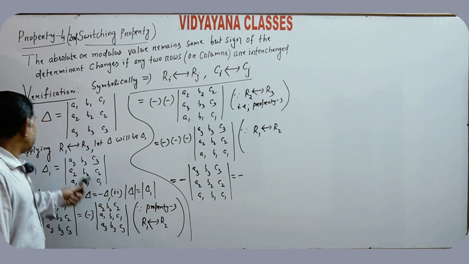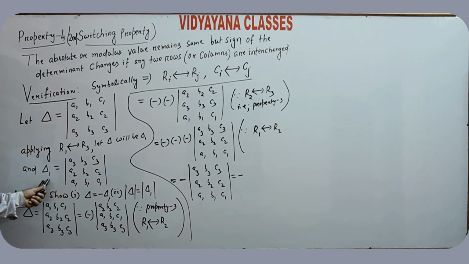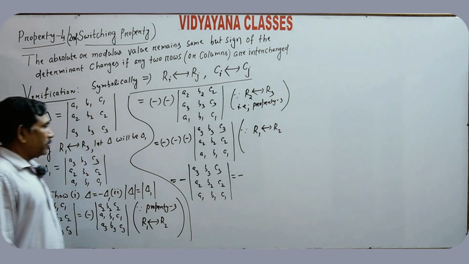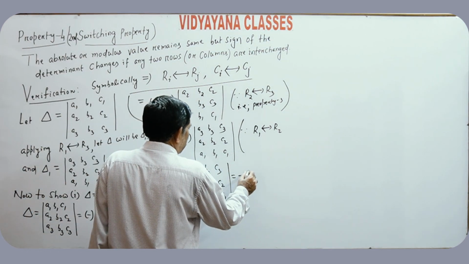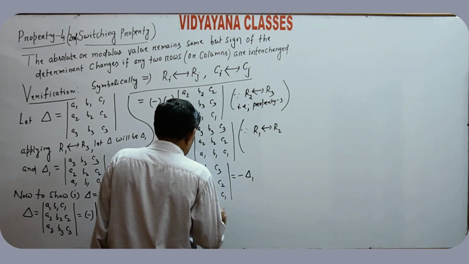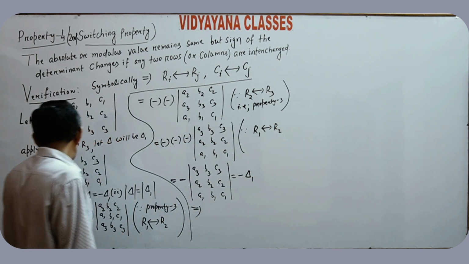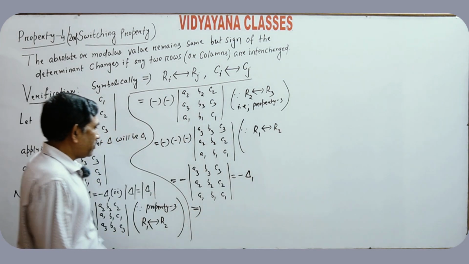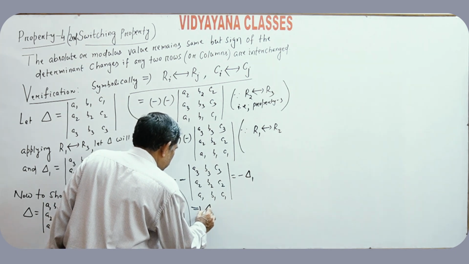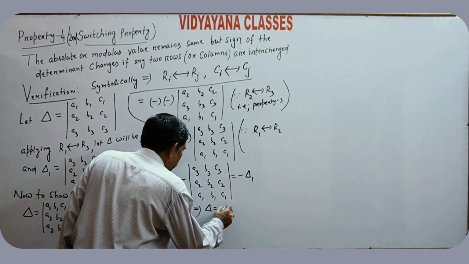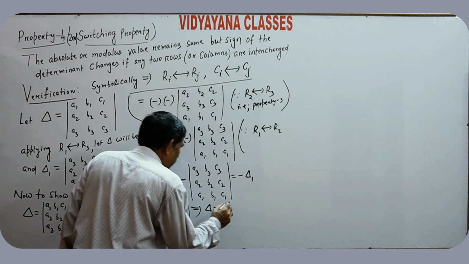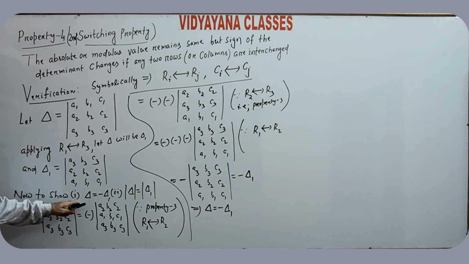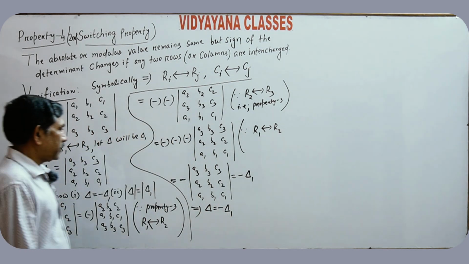Which is the same as negative of Del 1. That implies Del is equal to minus Del 1. Del is equal to minus Del 1. The first case is proved.